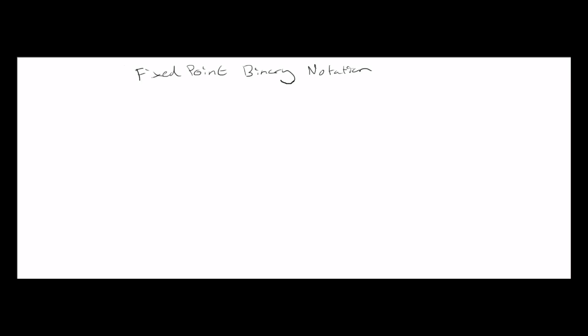Hi, welcome to another video on fixed point binary notation. This is another tutorial video where I'll be covering how we represent decimal fractions in binary fixed point. So an example of this could be, say, 1.5 or 2.25. Something like that. Those are some simple examples.